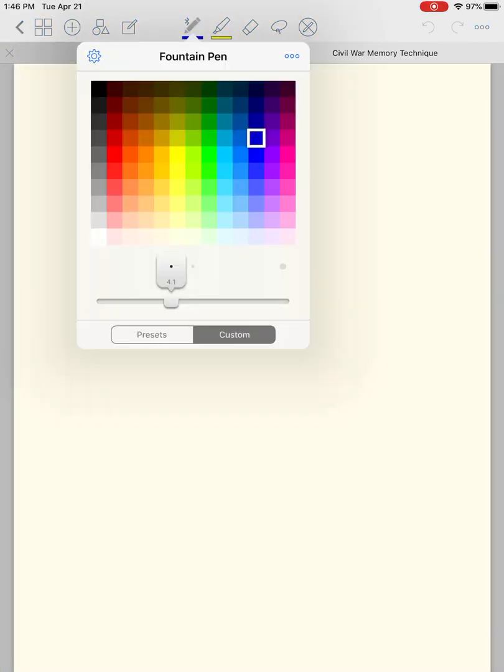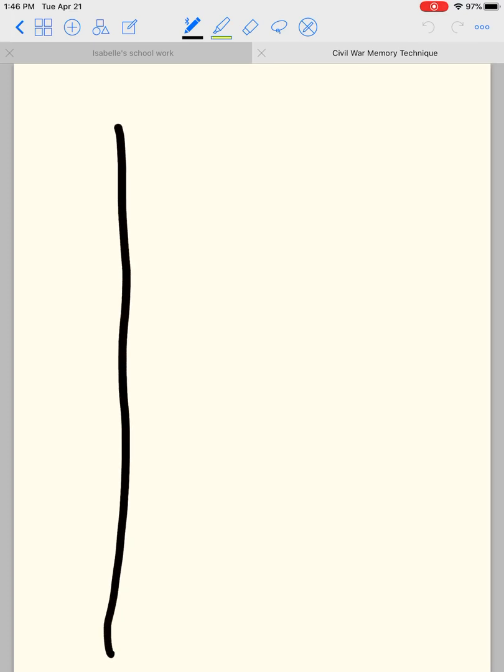The first thing that we're going to do is we're going to start by making our letter N. Why the letter N? Well, because in the Civil War, who wins? The North. So we're going to go ahead and put a letter N on our paper.